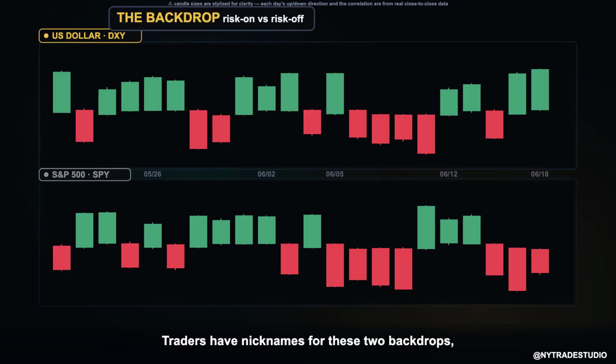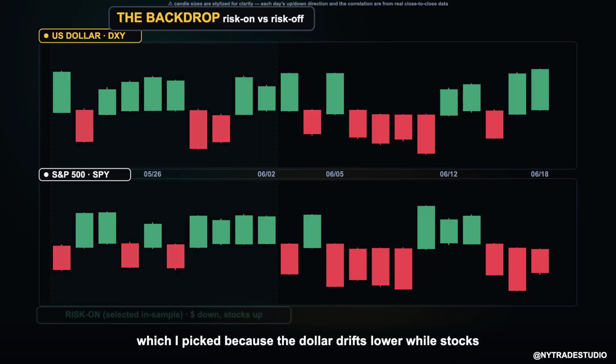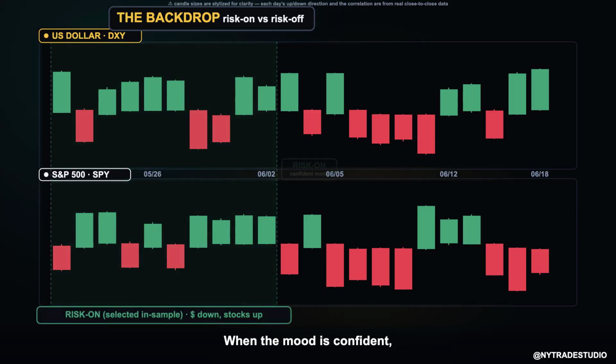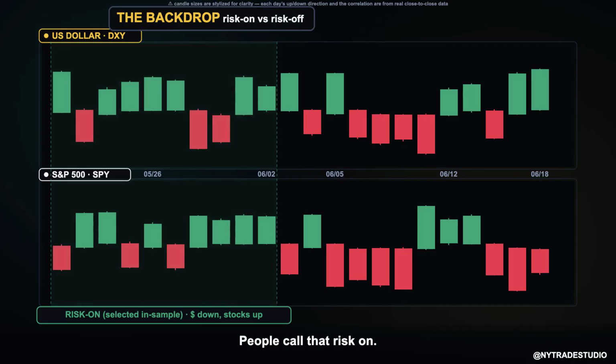Traders have nicknames for these two backdrops, and they are worth knowing. Look at this stretch, which I picked because the dollar drifts lower while stocks climb. When the mood is confident, money often leans away from the safe dollar and towards stocks. People call that risk on.